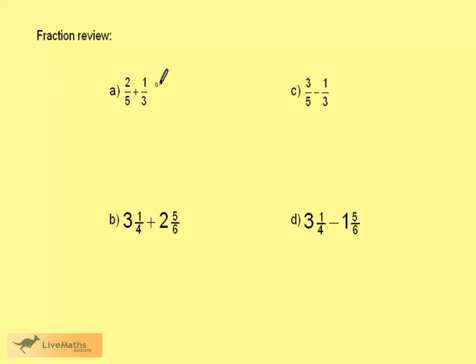If we're adding fractions such as 2/5 plus 1/3, we look for a common denominator. The common denominator is usually the smallest number that both of the denominators go into. 15 is the smallest number which both 5 and 3 go into.